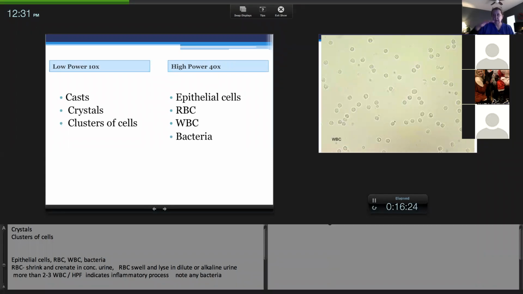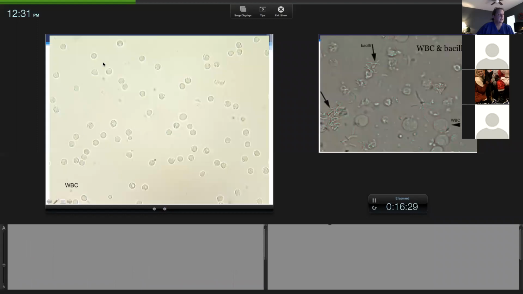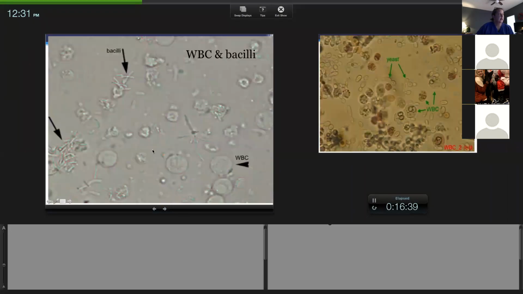So sometimes just moving your stage up and down. But usually, see how this is dim? Normally when you look at a smear, you want to turn up your condenser or open up the light versus dim it down. Now, if I go to this one, you can see a white blood cell, and dang, I can see a nucleus. And then over here, this is smaller, that's a red blood cell. So you can see how much bigger the white blood cell is, and that's our RBC.